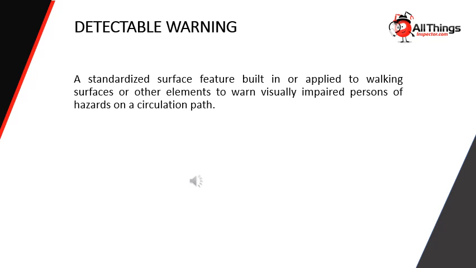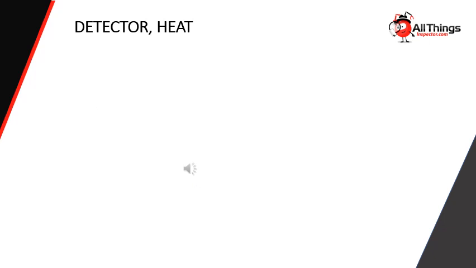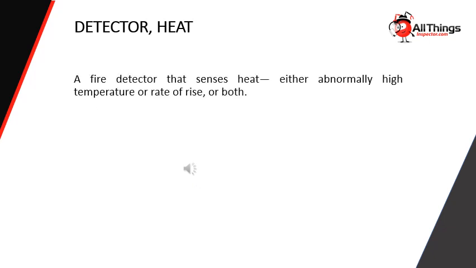Detectable warning, a standardized surface feature built in or applied to walking surfaces or other elements to warn visually impaired persons of hazards on a circulation path. Detector, heat, a heat detector that senses heat, either abnormally high temperature or rate of rise, or both.